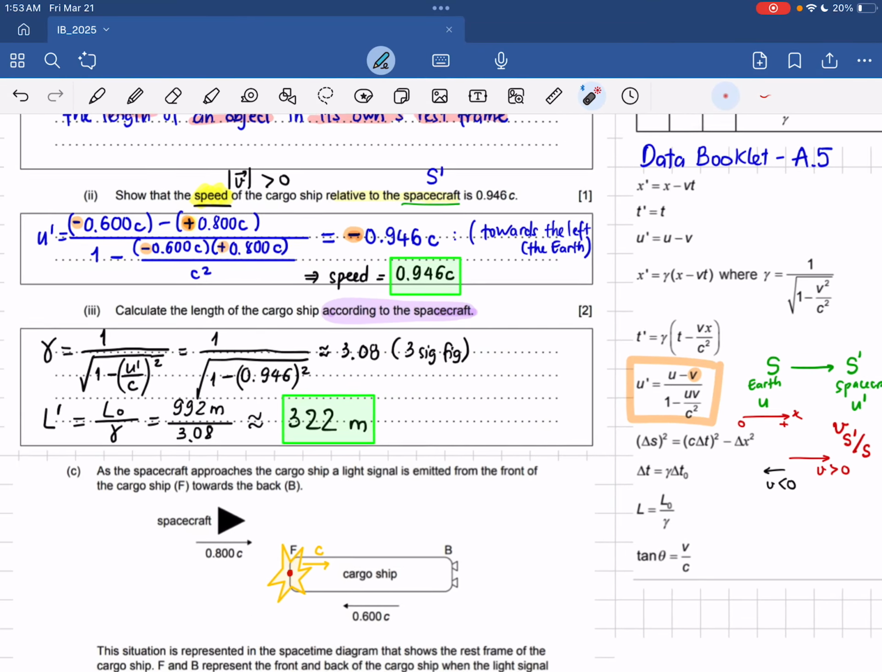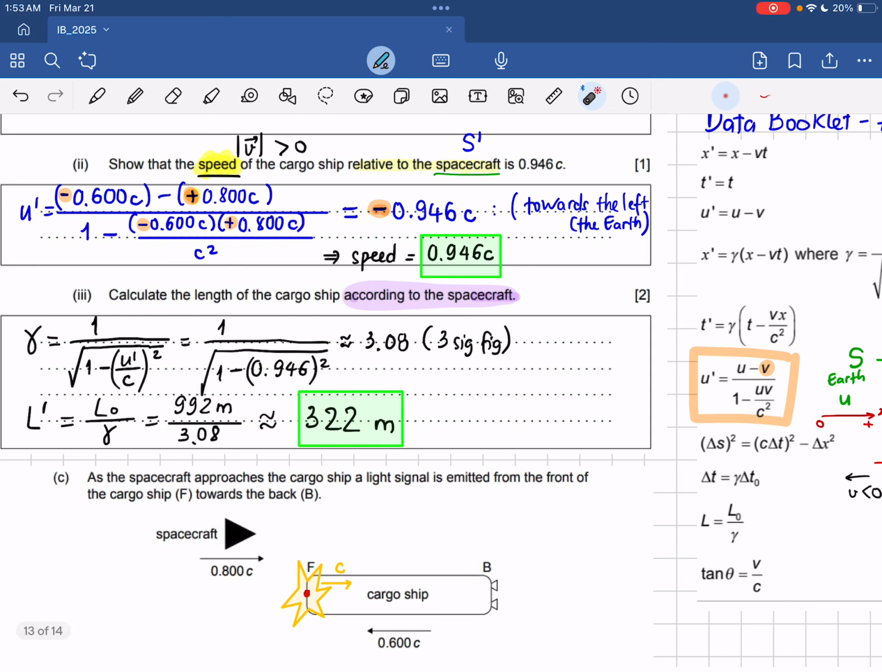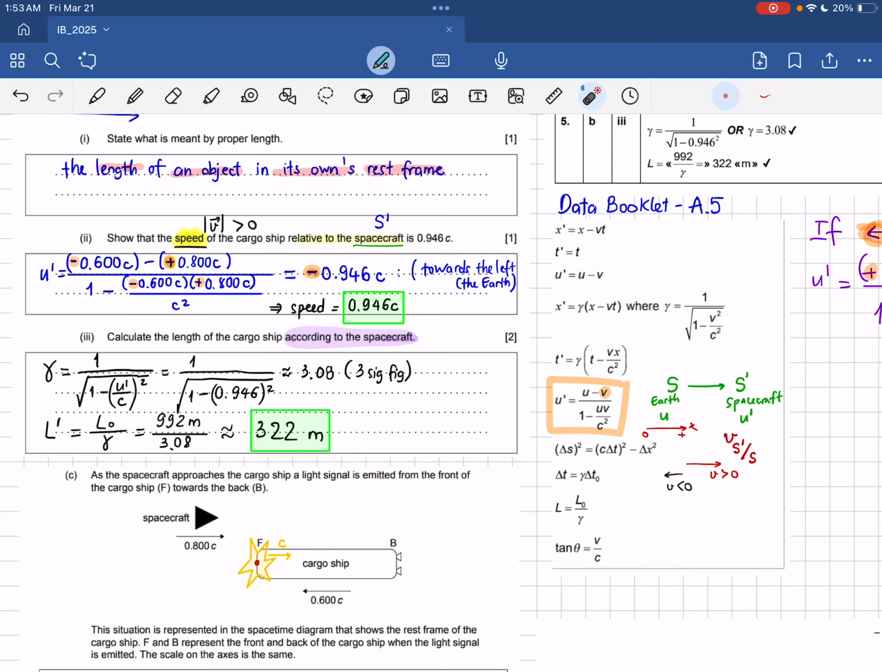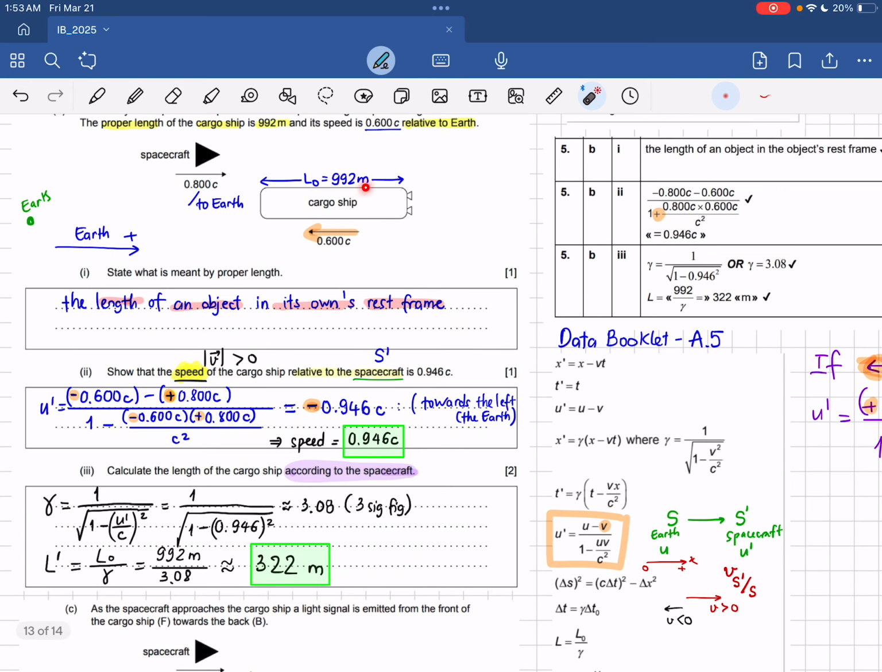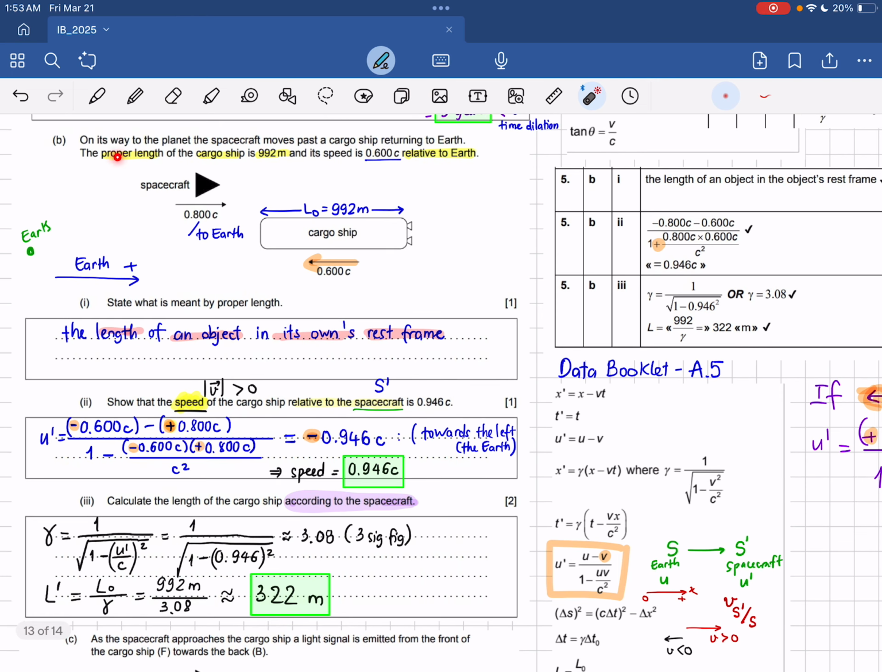Okay, let's continue with the next question. They ask us to calculate the length of the cargo ship according to the spacecraft. So again, we go to another reference frame which is moving relative to the Earth. Now we will need to convert another length, right? The length of the cargo ship is the proper length, given as 992 meters, because this is how the proper length of the cargo ship is given in the problem statement. They ask us to see how it changed when being seen from the spacecraft.